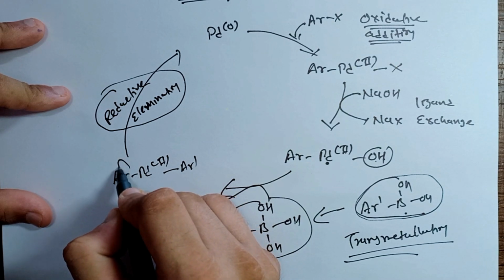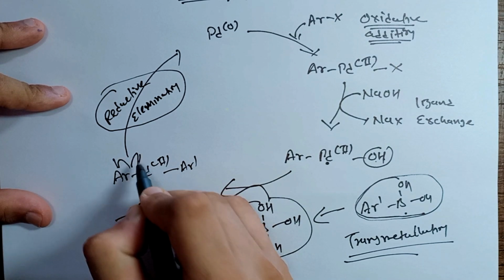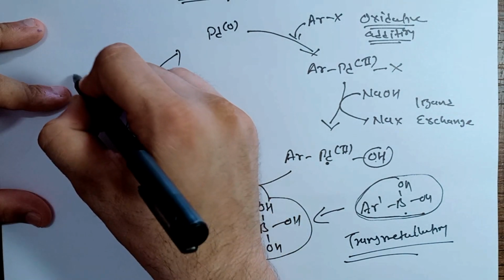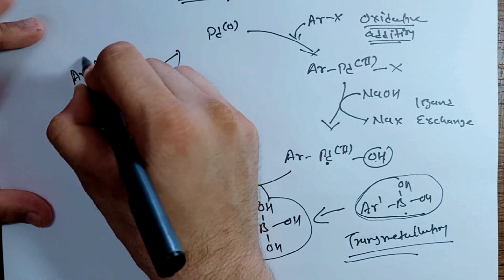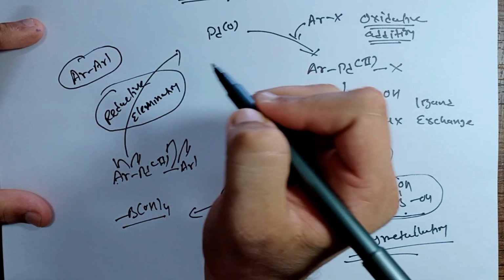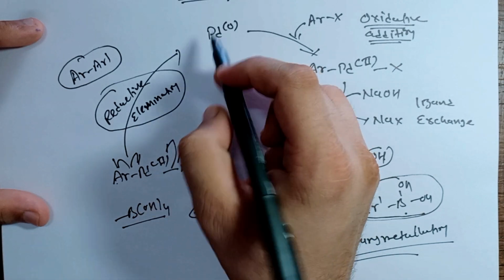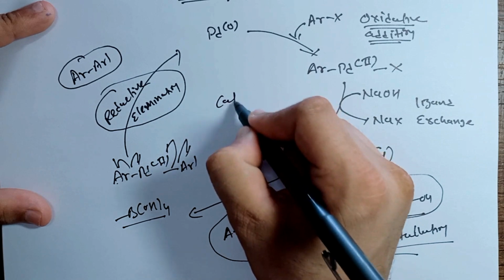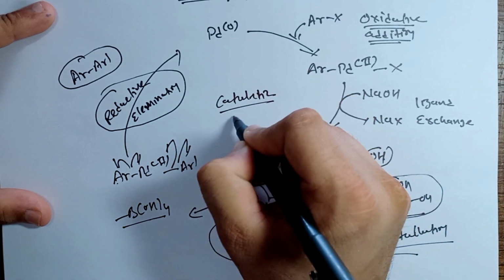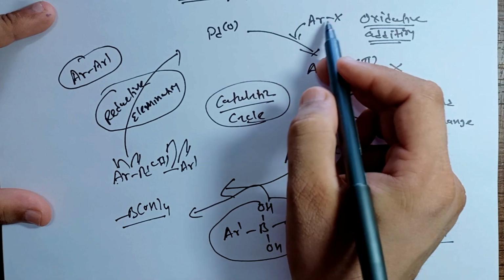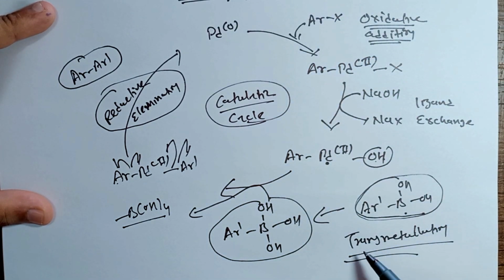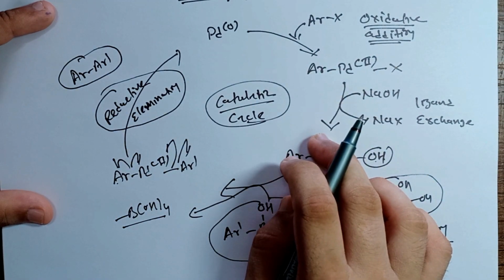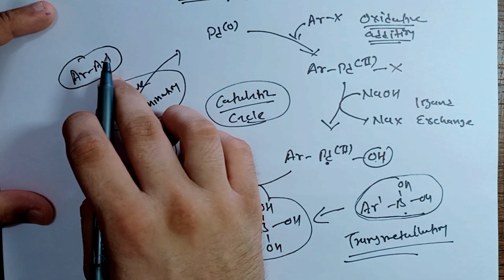So by that way you can count one electron from here, one electron from here, one electron from here, one electron from here. This Ar and Ar' will be converted into this type of molecule, known as the C-C coupled product. Now this palladium(II) is converted to palladium(0). That is our catalytic cycle. This catalytic cycle will again react with Ar-X, ligand exchange, transmetallation, then reductive elimination. So this will continue again and again, and by that way you can produce a C-C coupled product.